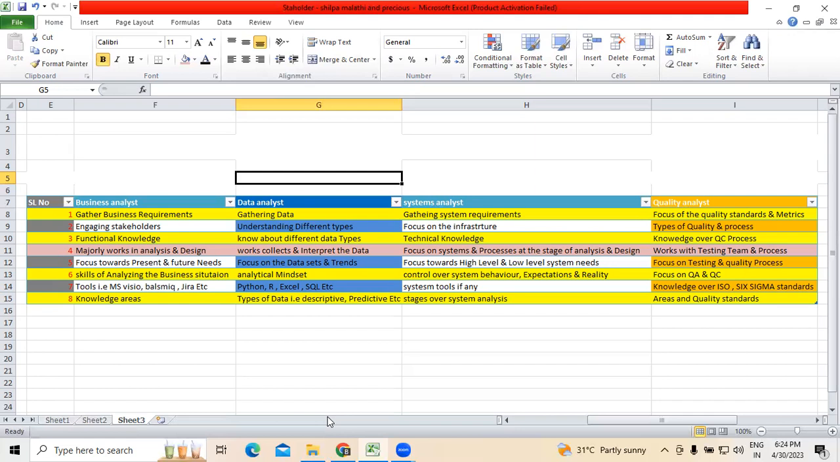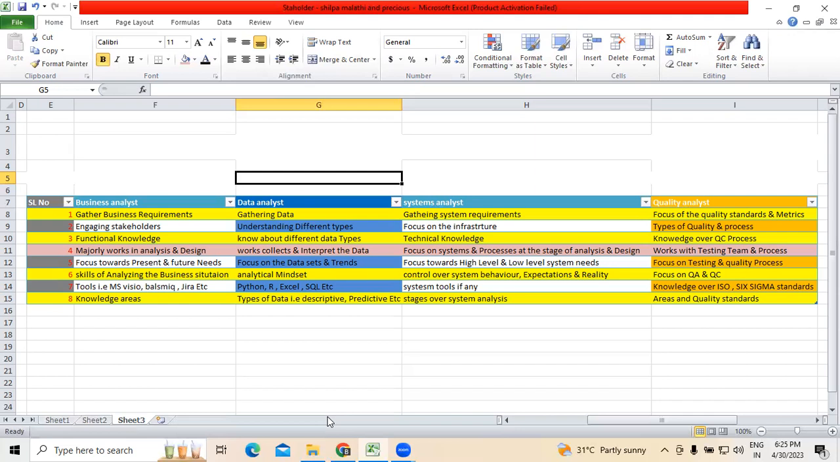Next, a data analyst should have an understanding of the different types of data that are available. At the same time, a systems analyst should focus on the infrastructure you require to develop the project. The overall knowledge of the infrastructure of the systems should be known to the systems analyst well in advance. When you see the quality analyst, they should have knowledge of the different types of quality and the processes they use. That knowledge is required for a quality analyst.